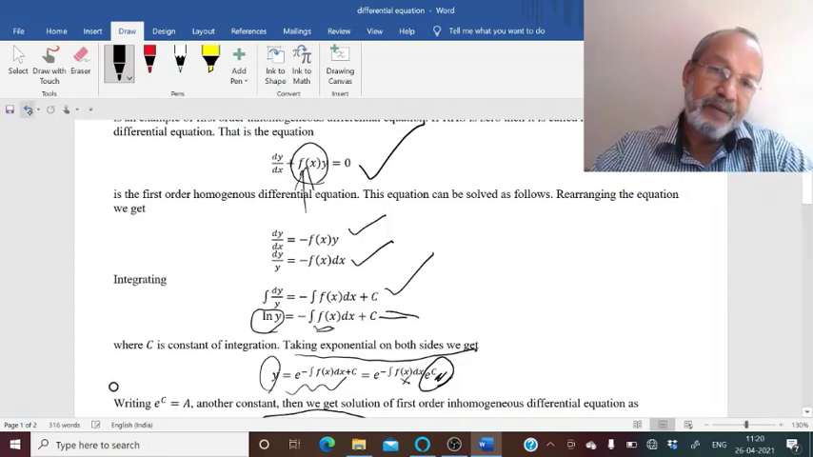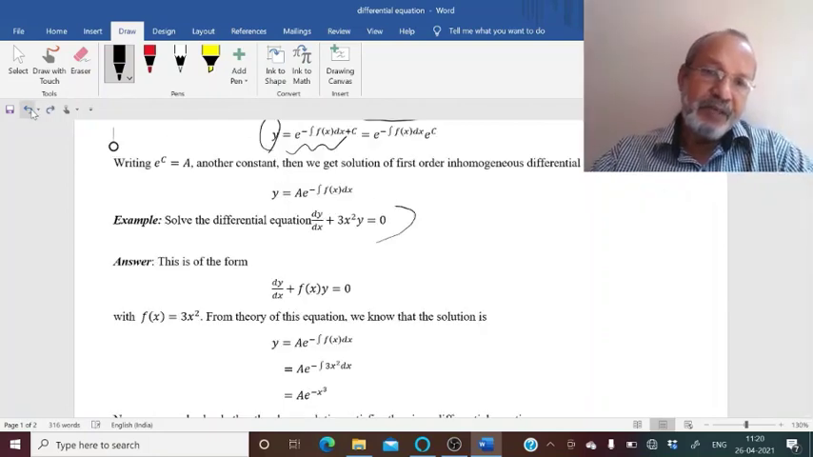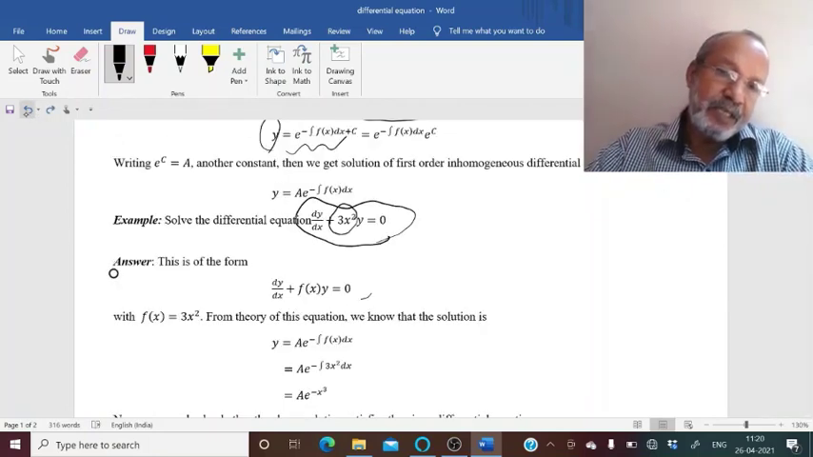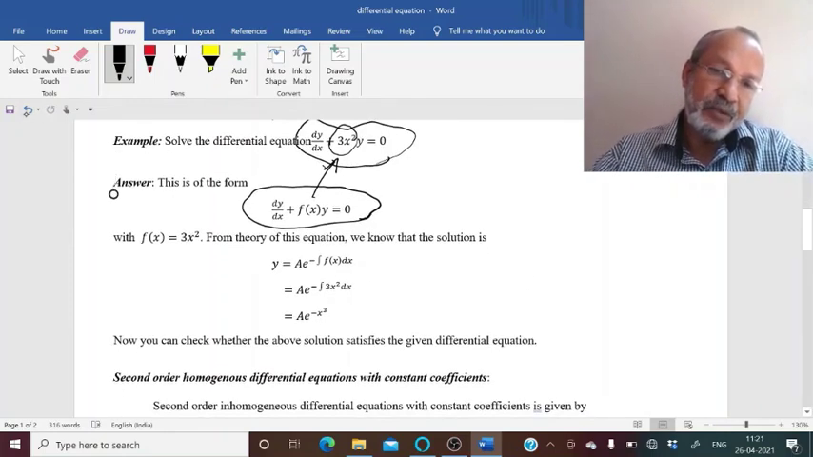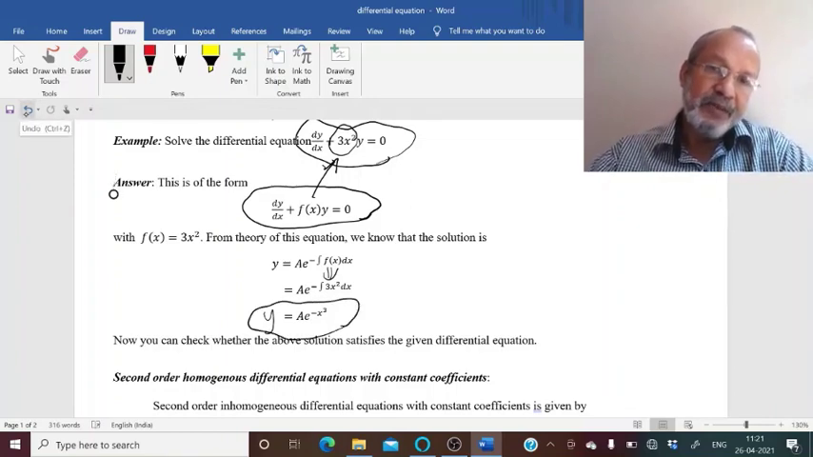As an example, we consider a differential equation of this type. This is the standard form of a first order homogeneous differential equation. So f of x is 3x square. So the solution is a e raised to minus integral f of x dx, and f of x is 3x square, and the integral of x square is x cube by 3. So 3 and 3 will cancel. So y is equal to a e raised to minus x cube.